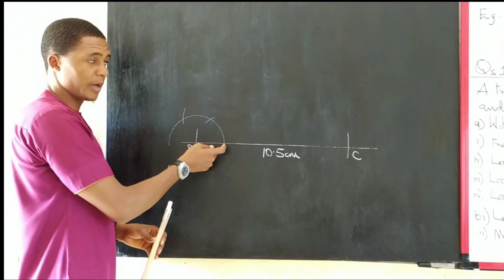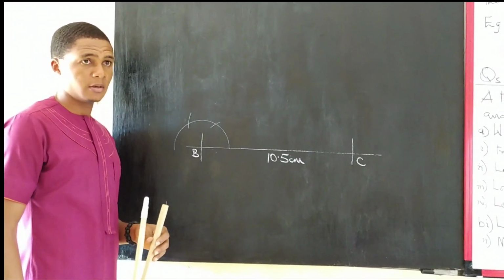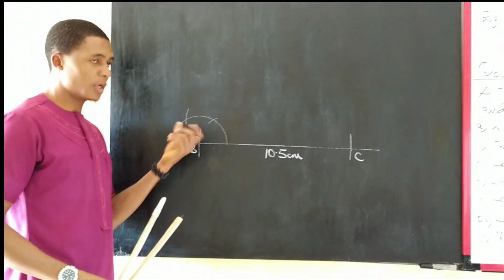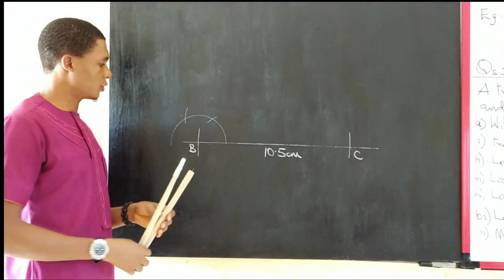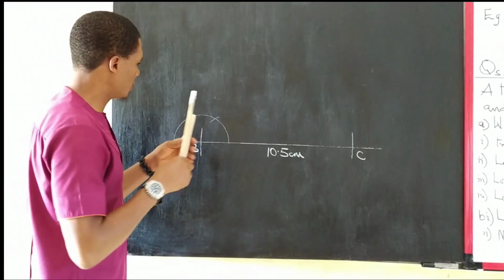Place your compass here. Make an arc. And you get 90 degrees. Are we done? So I'm going to use this one. I want someone else to use the other method and get 90 degrees. Okay? So I'm going to get my 90 degrees.